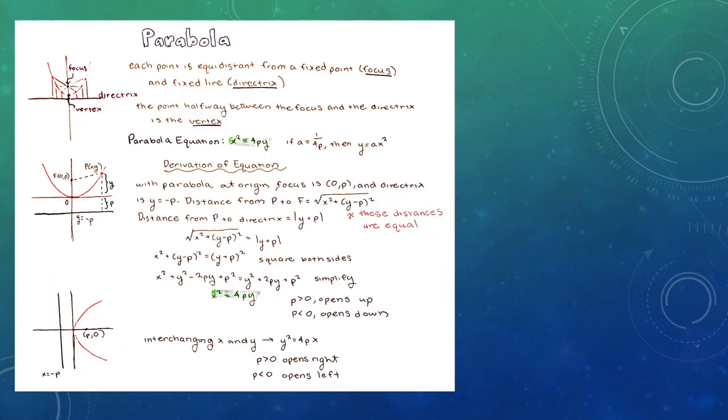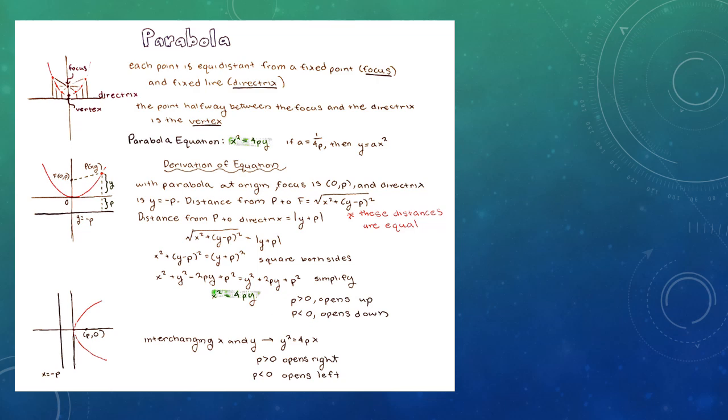Let's talk about parabolas. A parabola is defined as each point on the parabola being equidistant from a fixed point called the focus and a fixed line called the directrix. Here you can see the graph, which shows that at each point it is in fact the same distance to the focus and to the directrix. Now the vertex of the parabola is halfway between the focus and the directrix.